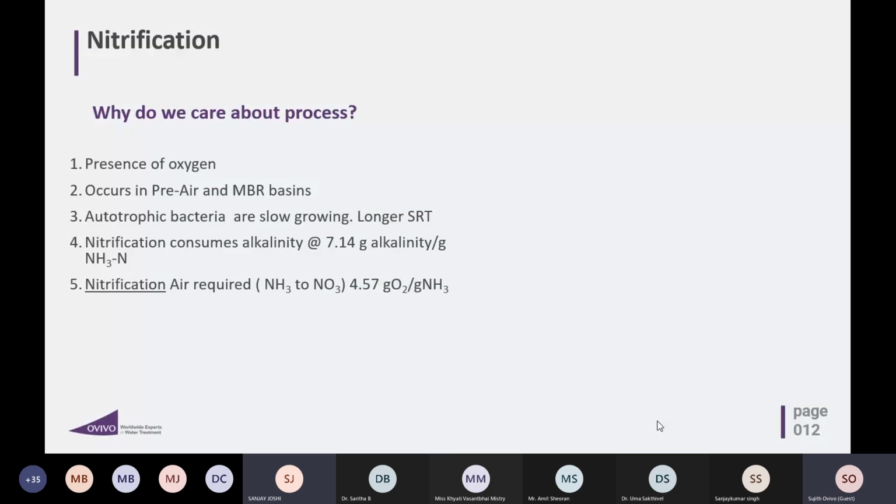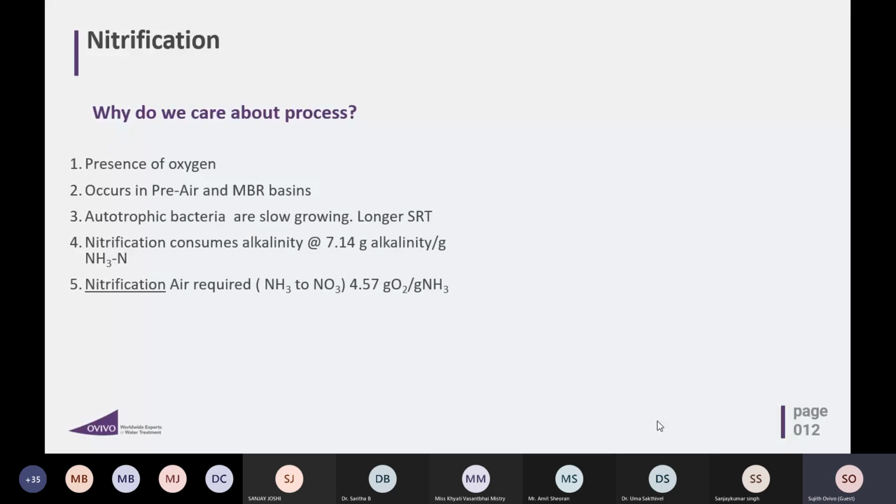And the nitrification air requirement: as I said, nitrification is slow growing, and it works in the presence of oxygen. Typically, it's a rule of thumb: if you have to convert ammoniacal nitrogen to nitrate, you need 4.57 grams of oxygen per gram of ammonia. That's the thumb rule we use. So these are the essential parameters.